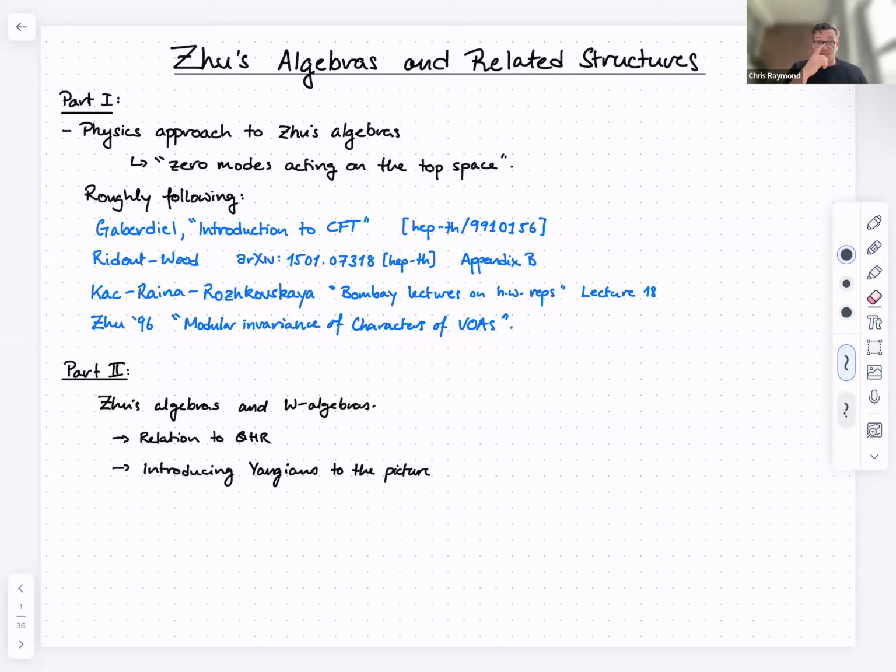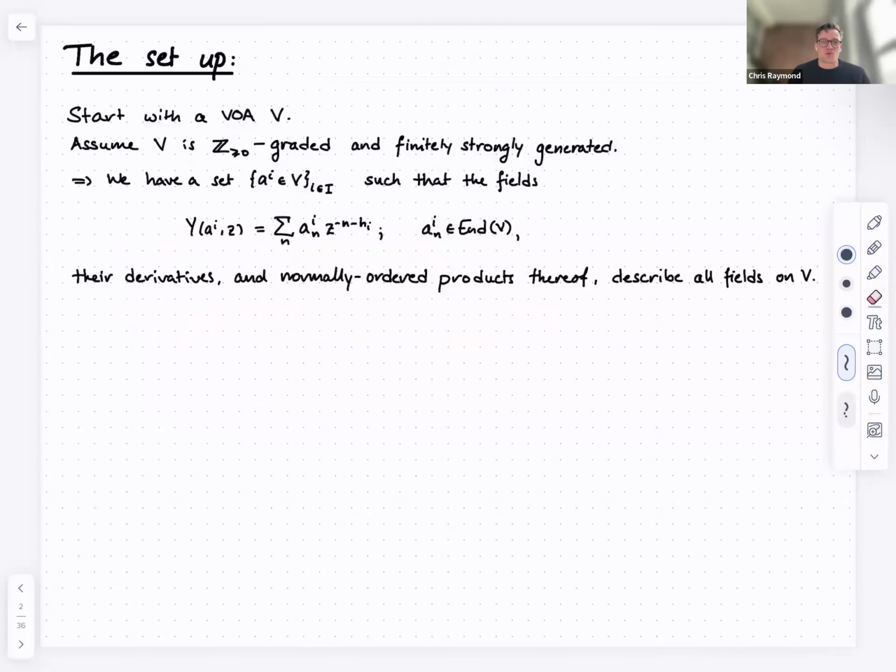All right, so let me get started. We'll start right at the beginning. So what I want to do is start with the setup. I want to start, of course, with a vertex operator algebra. And to begin with, I want to put quite a few niceness properties on that VOA. So I want to assume that V is N-graded, non-negative integer graded, and that it's finitely strongly generated.